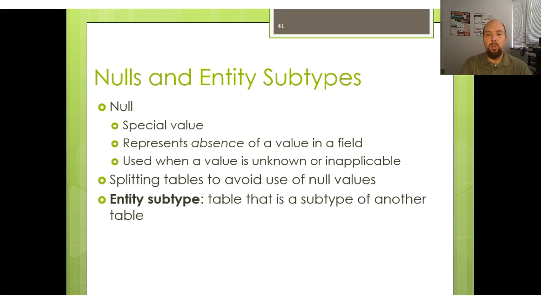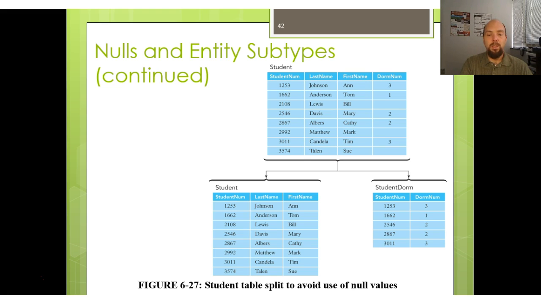What we're going to do is use what's called an entity subtype. An entity subtype is just simply a table that is designed as a way to break down one big table into two separate tables to try to avoid these nulls. Now, a null is also what's considered to be an incomplete category. It means that we're allowed to have nulls in here.